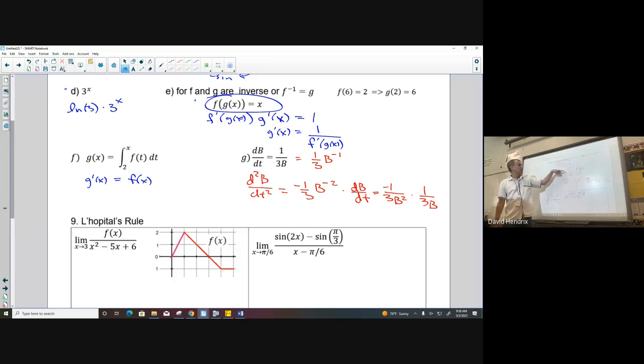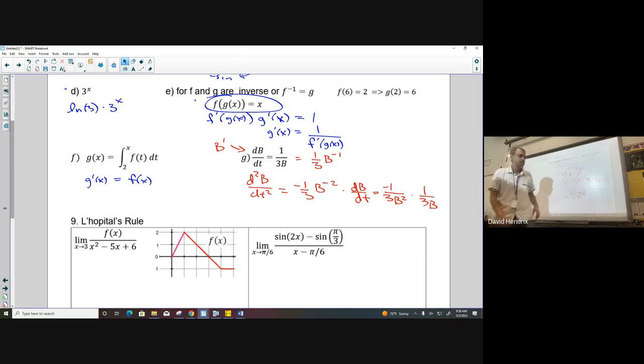If this was 1 over 3t, then it would just be, you know, negative 1/3 t to the negative second. That would be it, right? But we're taking the derivative with respect to time. So your derivative of b is dB/dt. This is b prime. B prime is this dB/dt. And so we've got to make sure we multiply and do our chain rule. Okay? Any questions over that?